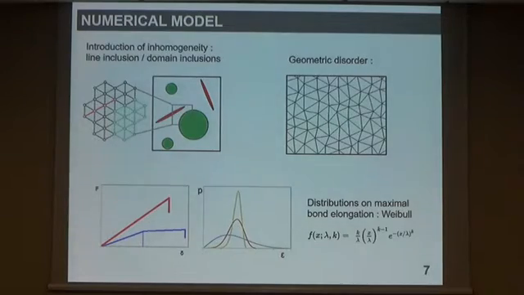Basically, when you have defined your network, you can give various properties to your bonds to include some line inclusions or domain inclusions, stiff or soft. And then you have to introduce a disorder, which can be a geometric disorder, material disorder, and especially some statistical distribution on the maximum elongation of each bond. It's done by Weibull distribution. You can also have different mechanical behaviors, such as linear elastic or elastoplastic.